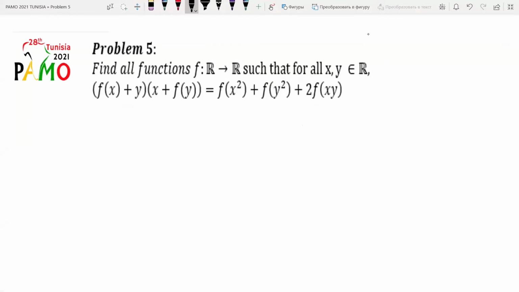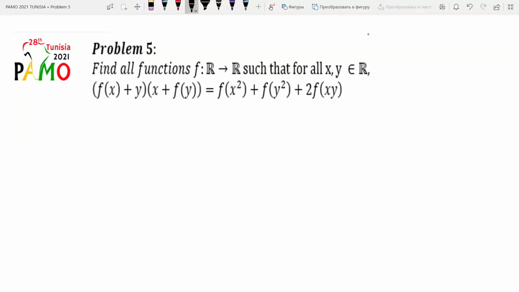Hello everyone and welcome to the fifth problem in the Pan-African Maths Olympiad 2021. And the problem goes like this. Find all functions mapping from R to R such that for all x and y members of real numbers, the following equation holds. So first of all, we're going to go through the solution now.